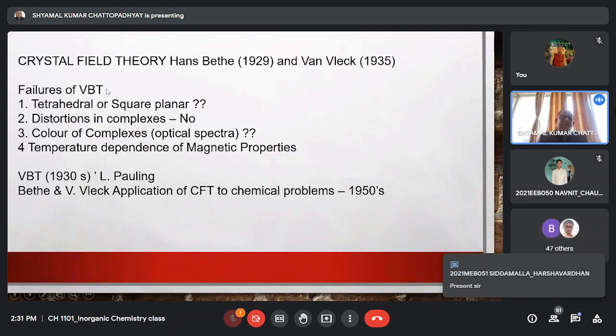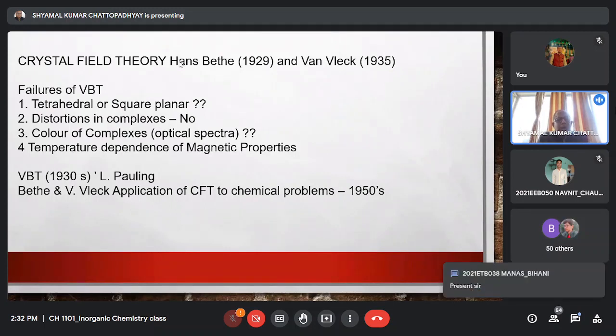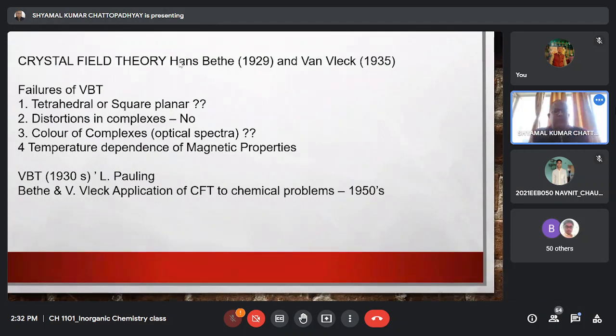Now, crystal field theory was originally proposed by the famous physicist Hans Bethe in 1929, and it was further expanded by Van Vleck in 1935. Initially, this theory was proposed by Hans Bethe to explain colors of transition metal crystalline compounds, the colors of the crystals of the transition metal salts. And he used a mathematical approach to the crystal field to discuss this theory.